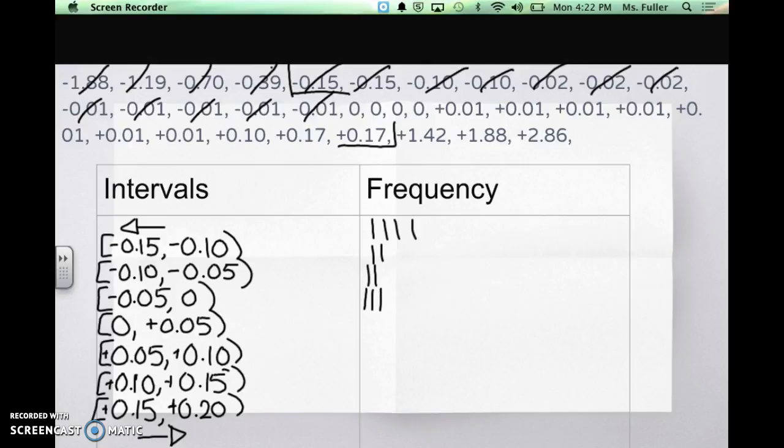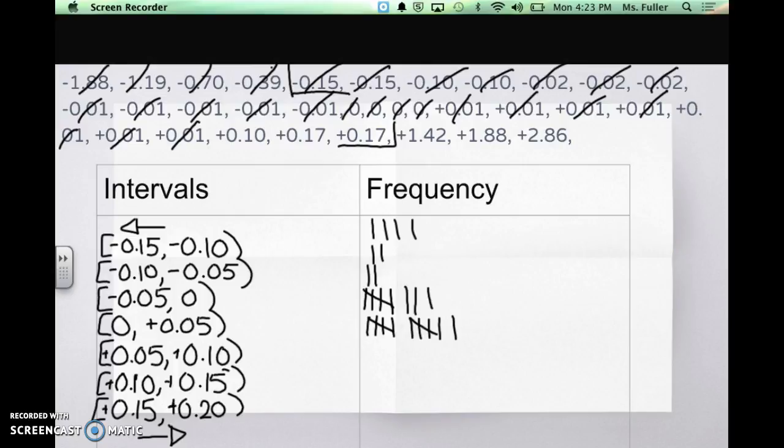We don't want to include 0. Zeros, we got 1, 2, 3, 4. And then 5, 6, 7, 8. 9, 10, 11. That's a big bin size. Okay? For values that are more than 0.05, we don't have any for that bin size. And it's okay to leave it blank. You just don't want to have a lot of blank bin sizes.